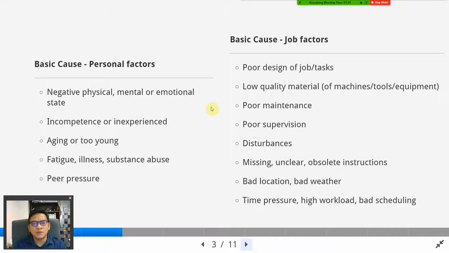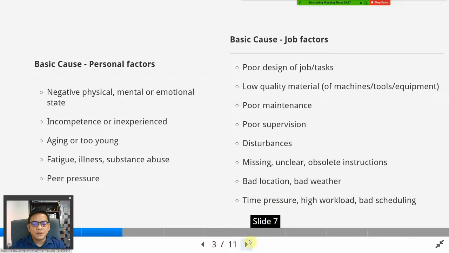Time pressure because of bad scheduling. The bosses just forget about the time needed to do the job, and suddenly workers are forced to do a job that is supposed to take 3 hours but need to complete it within 1 hour, and then there is a lot of high workload. So these are all contributory factors to why workers behave in such a way at the workplace.